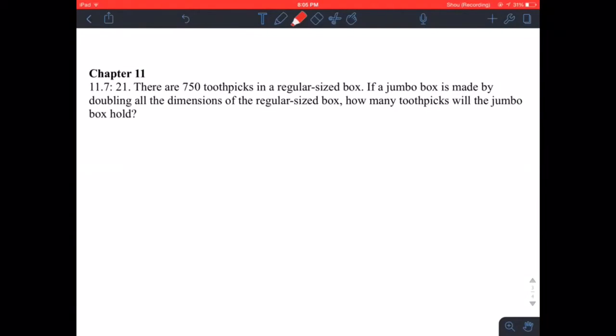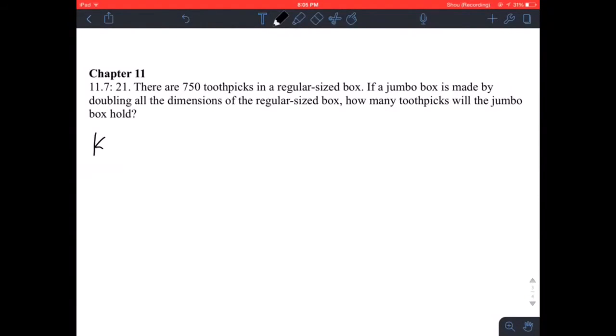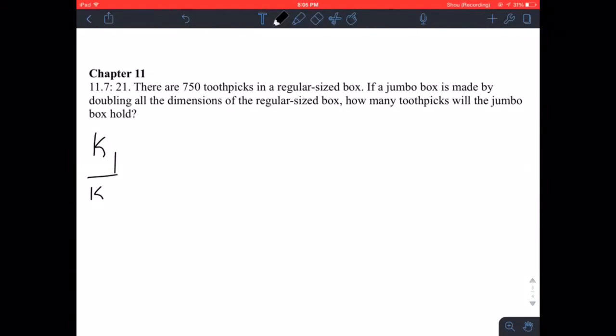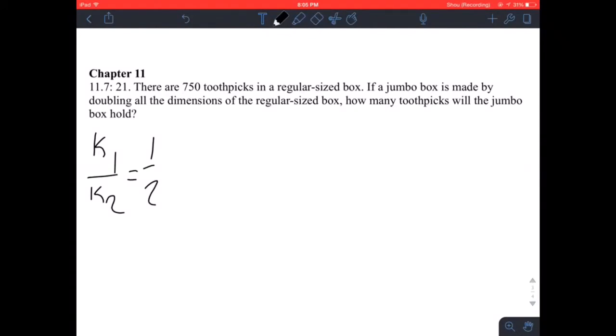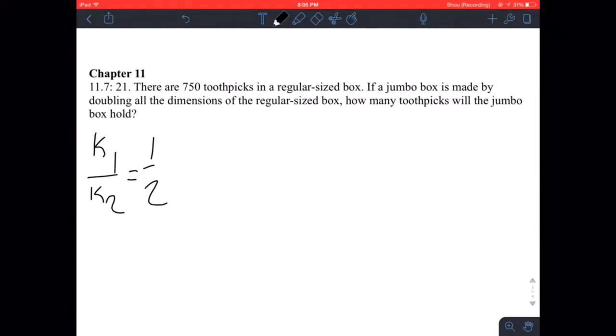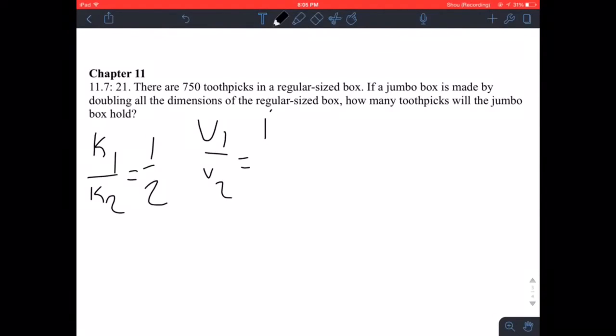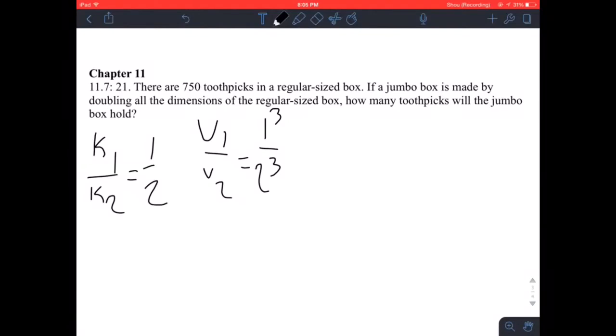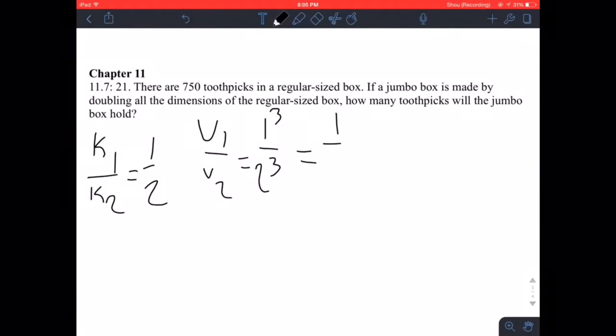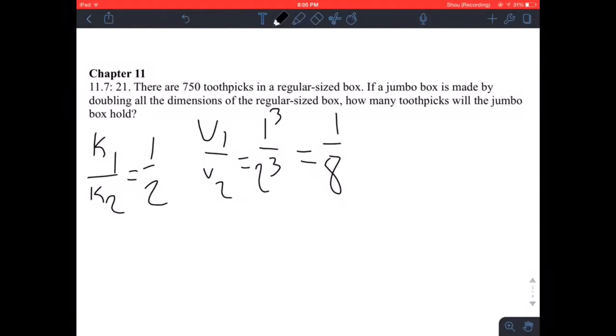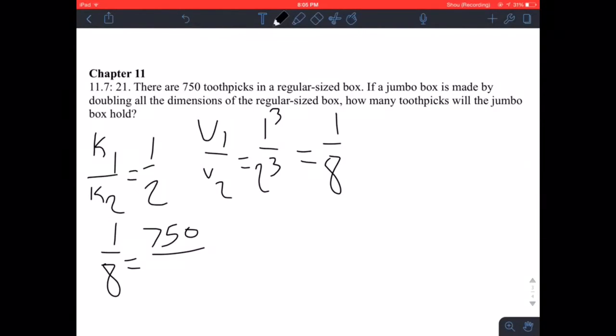So the scale factor is 1 over 2. So we do k1 over k2 equals 1 over 2. There we go. And we also know that the ratio of the volumes is the same as the ratio of the third powers of the scale factors. So we would do volume 1 over volume 2 equals 1^3 over 2^3. There you go. And then that equals 1/8. And that's your ratio. So from there, you do 1 over 8 equals 750 over x.